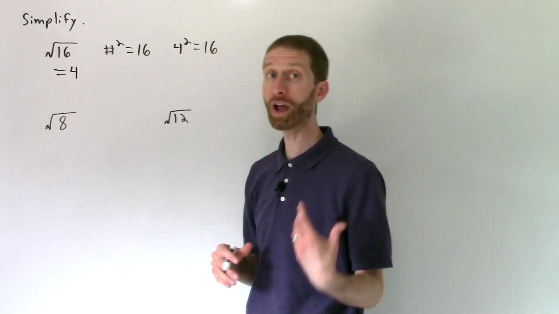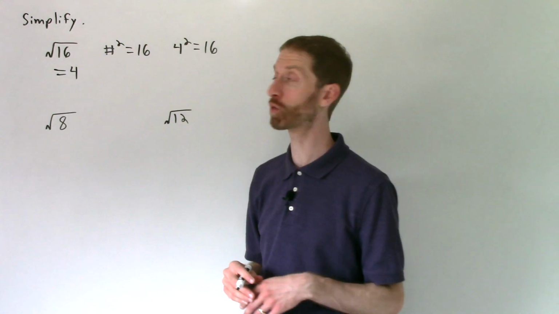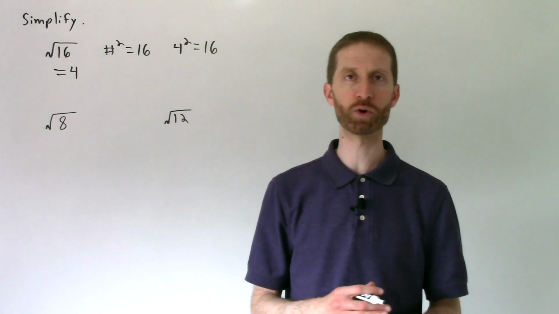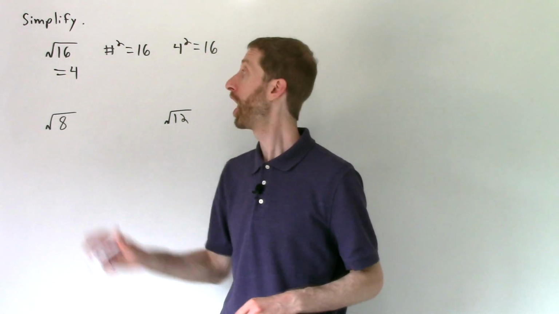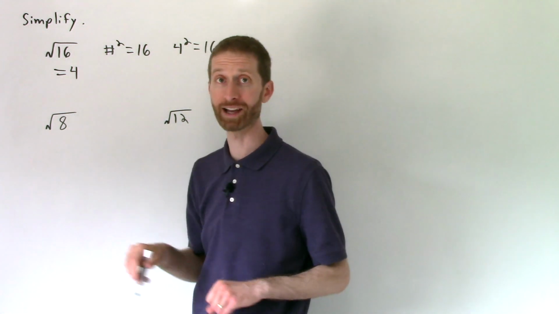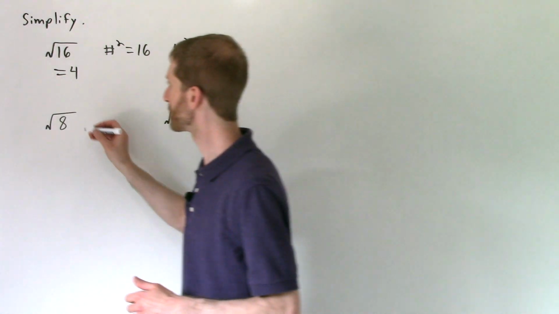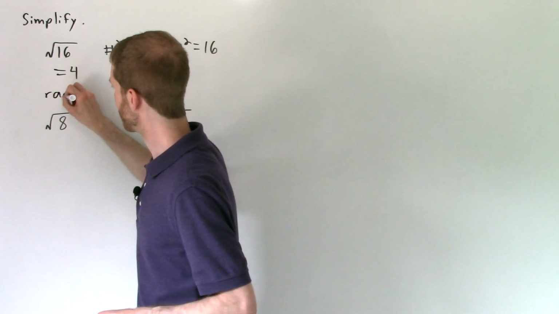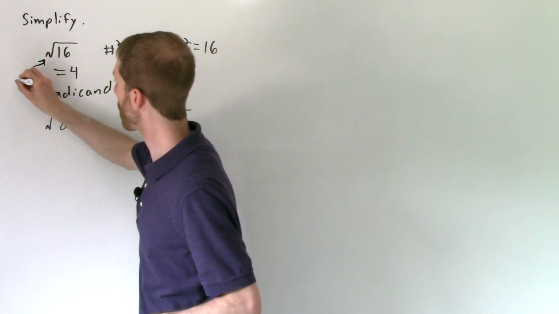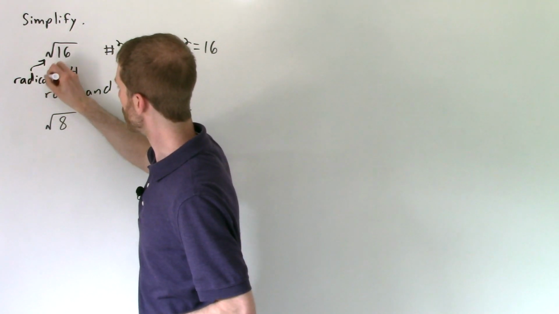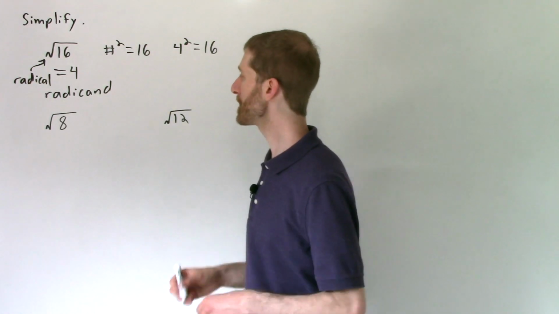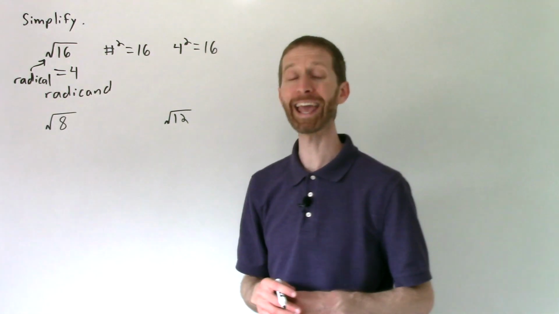If you're not brought up to speed on how to take square roots of nice numbers, check out my earlier videos in Algebra 1 or the Pre-Algebra course on square roots of perfect squares. Now recall too that any number inside the square root sign is called the radicand. So 16 is the radicand. This symbol right here is the radical symbol, and the whole thing is the radical. So the square root of 16 is a radical. But the question becomes, how do I take the square root of something like 8?